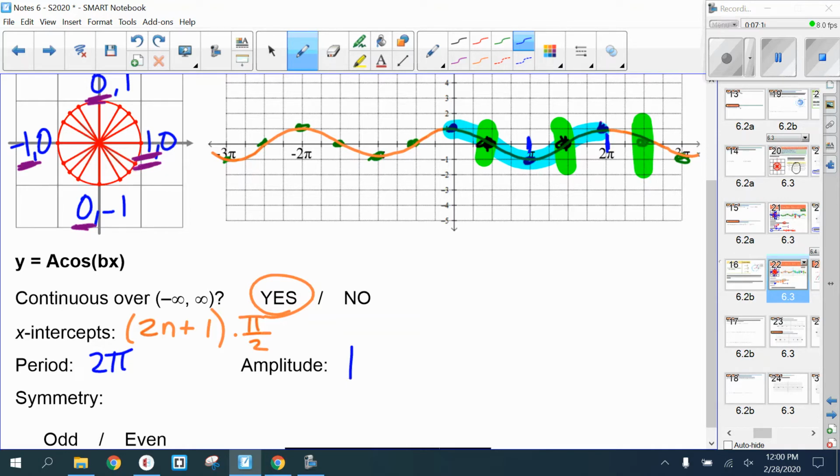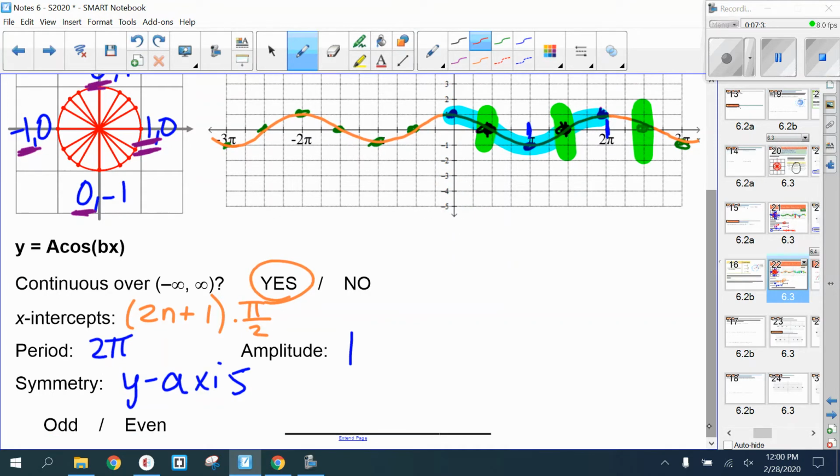This one has symmetry with the y-axis, though. Notice the little man or person, the arms are going down and down, down and down, makes that even. And this cosine graph has this property. Cosine negative x equals cosine x.